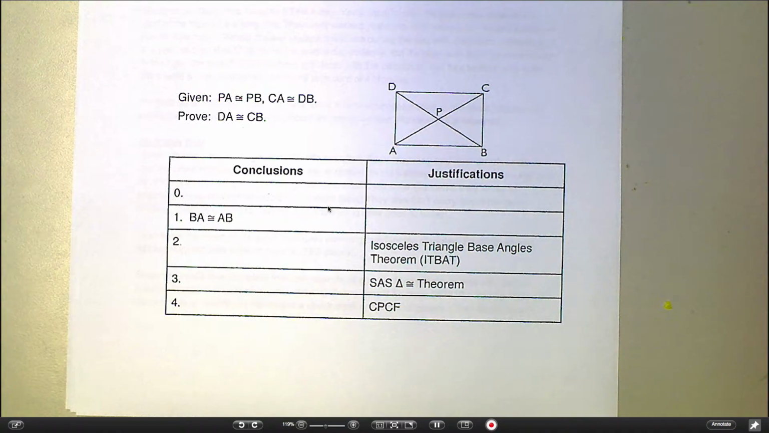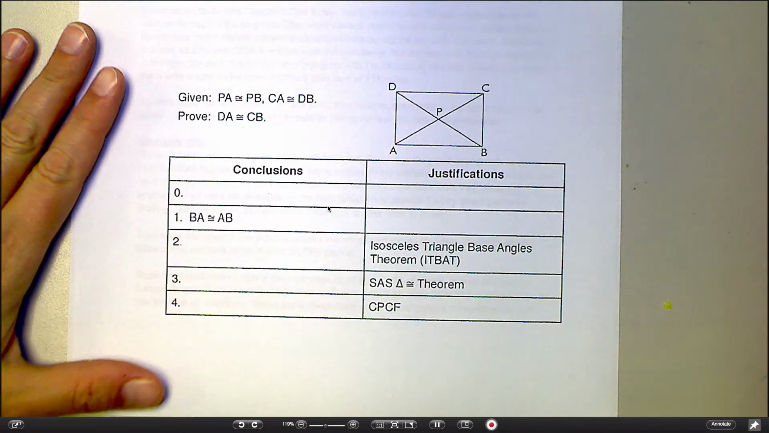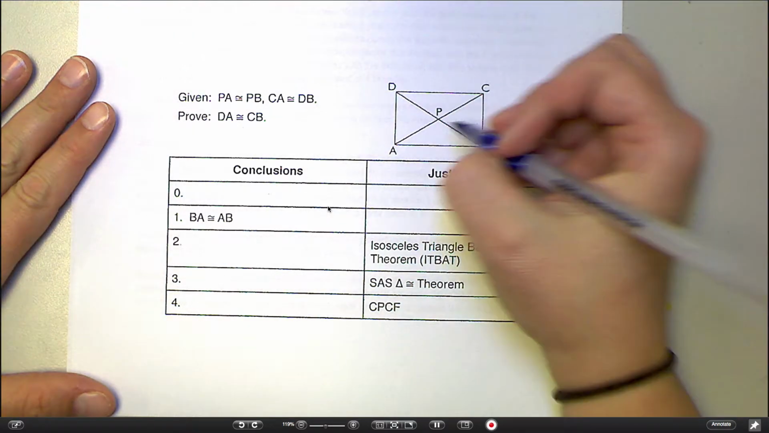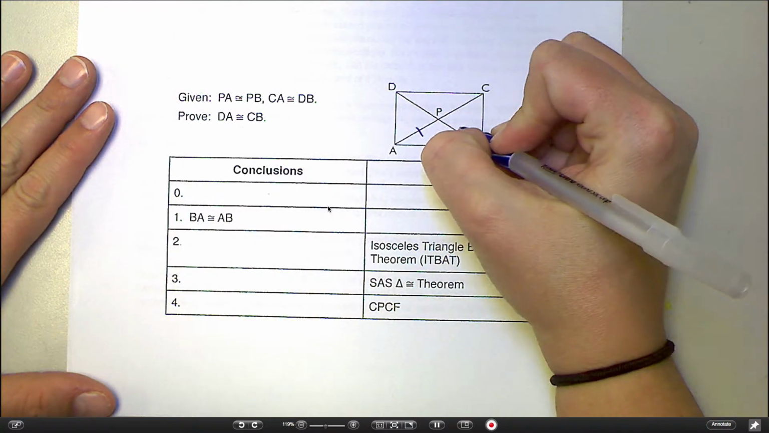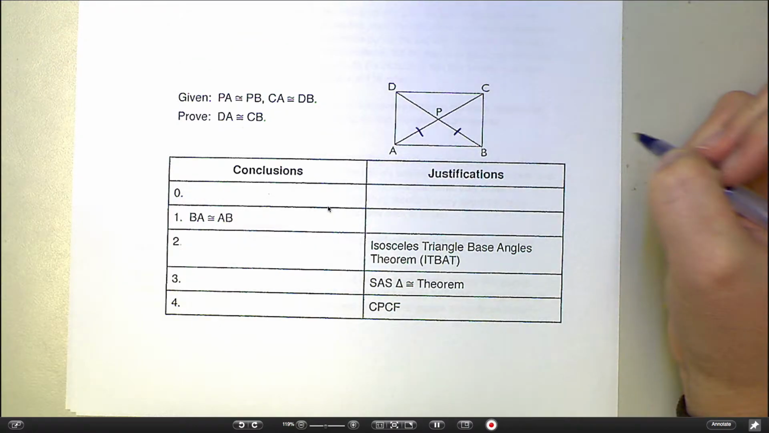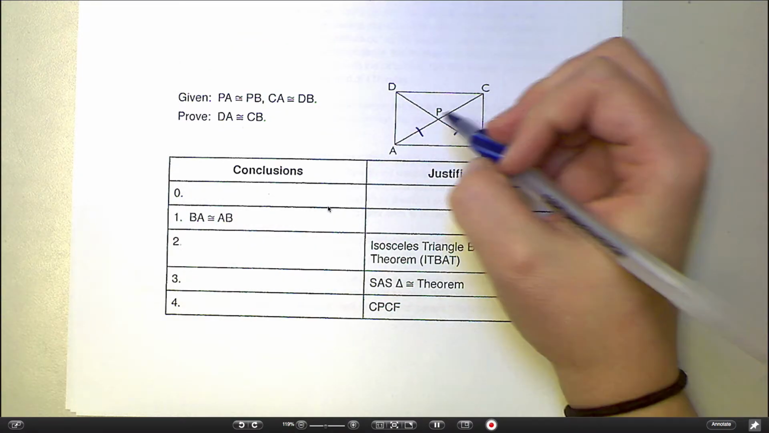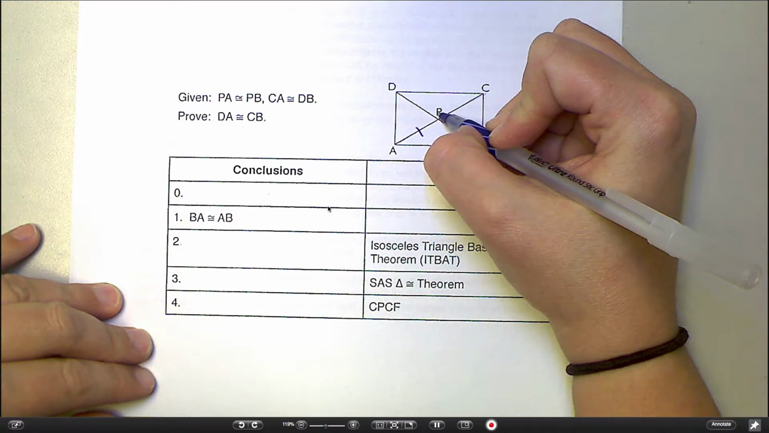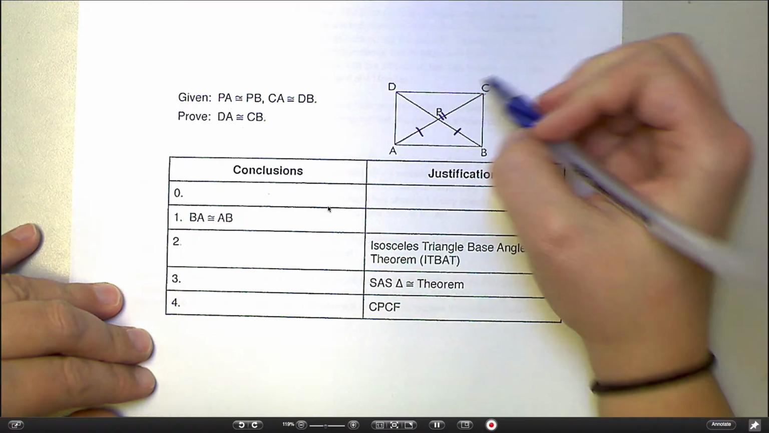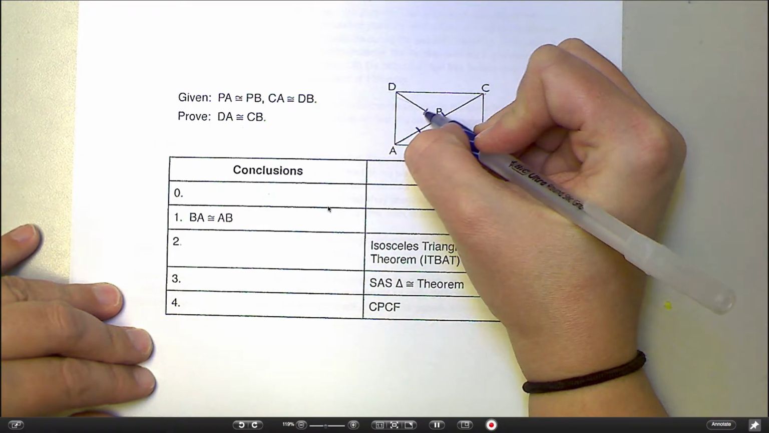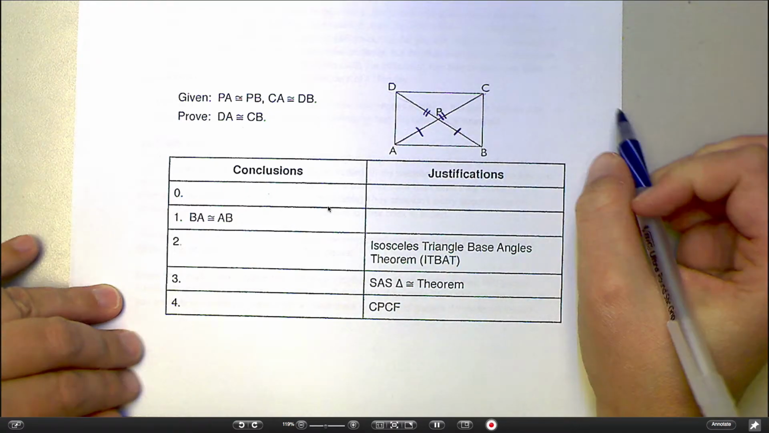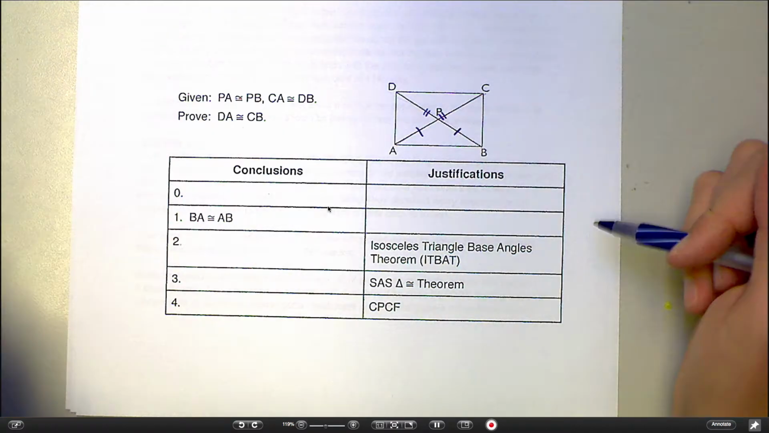Look at all this information I'm given. I'm given that PA is congruent to PB, so I'm going to mark that right away. PA is congruent to PB. And that CA, so this whole thing, I'll mark it there, is congruent to this whole thing, DB. Okay, that's kind of a tough one because it's hard to tell what's what.